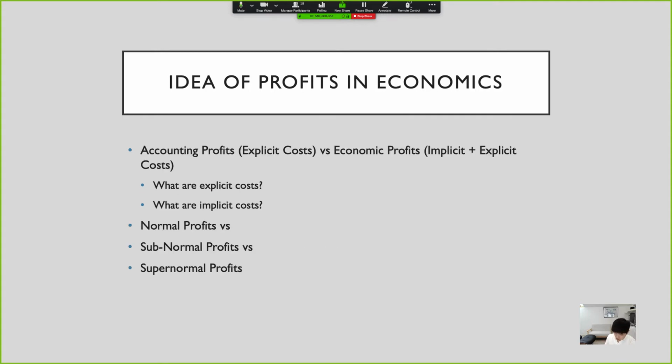Okay, your explicit costs, let me just write it down for you. Your explicit costs will be your business operating costs like rent, wages, raw materials. Okay, these are what we call your explicit costs. Whereas your implicit costs will be things like your opportunity costs associated with carrying out this business. Okay, so what exactly would constitute an opportunity cost?